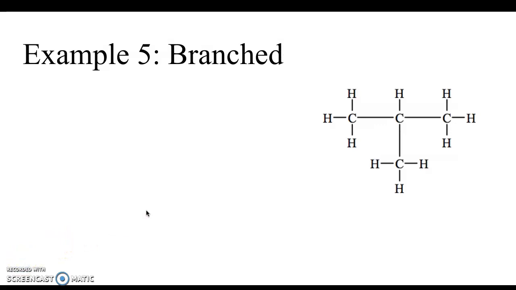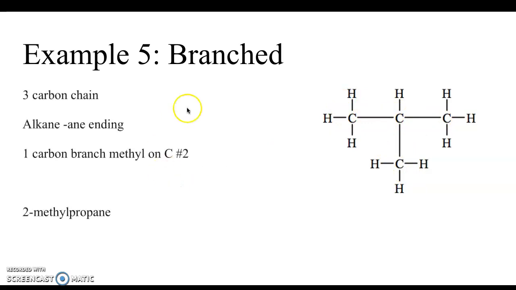Alright, now here's an example of a branched hydrocarbon. So we have 1, 2, 3 carbon chain, we could also count this 1, 2, 3. But either way, you have a 3-carbon chain, so this is going to be "prop". We have all single bonds, so an "-ane" ending. Our branch is on carbon number 2, 1, 2, no matter which way we count.